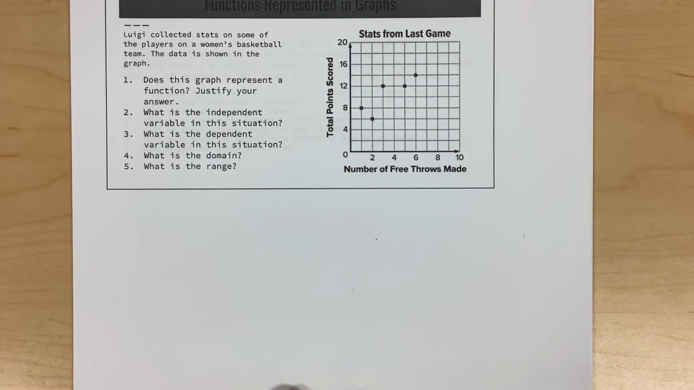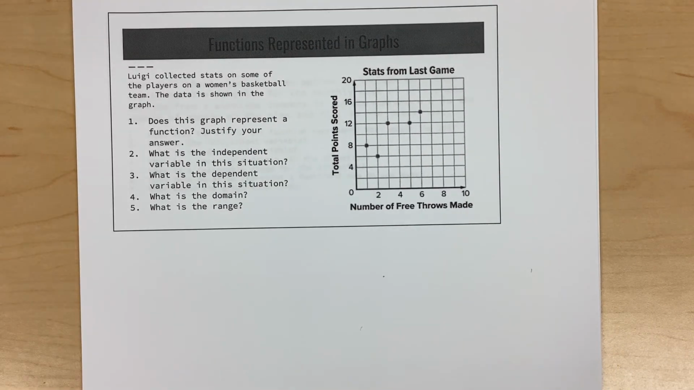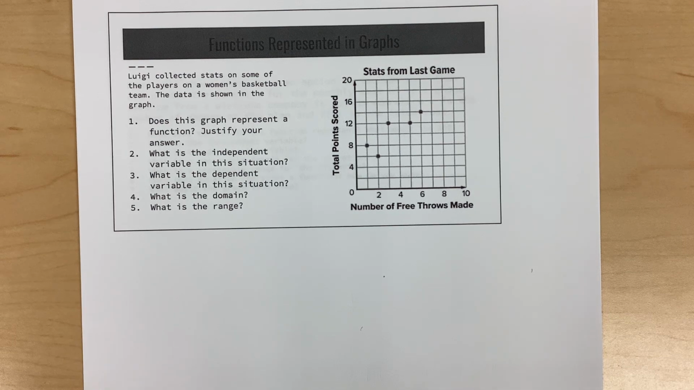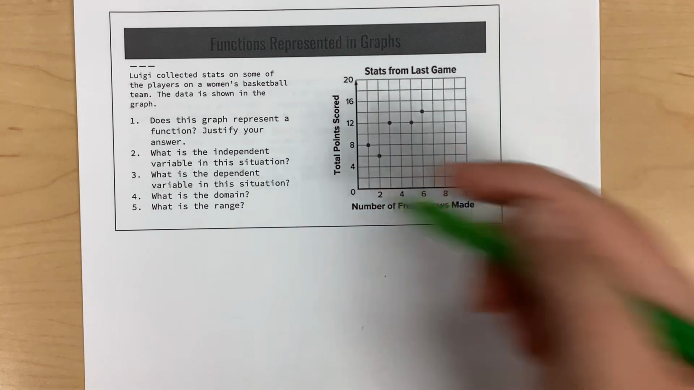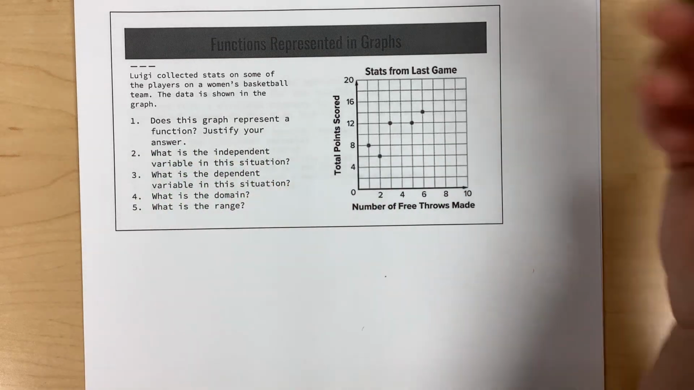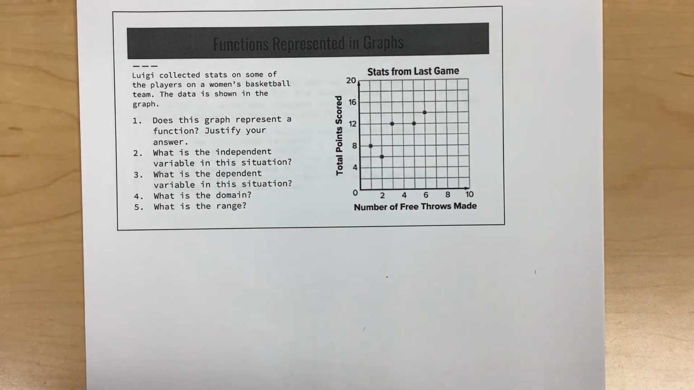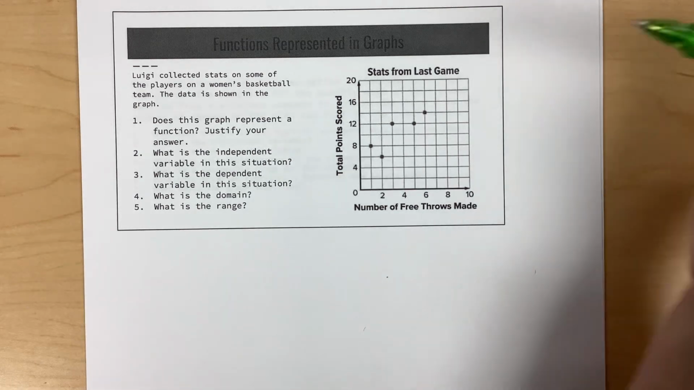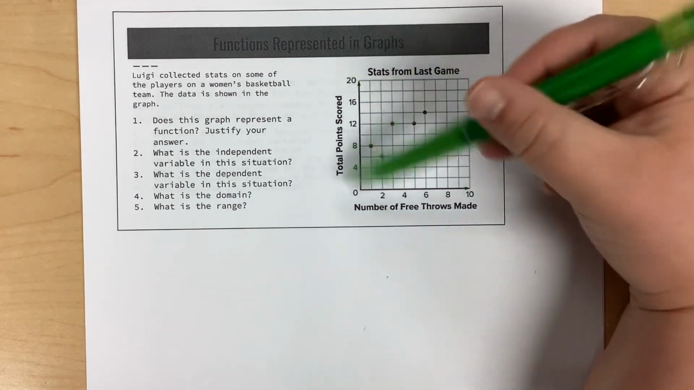Let's review the same thing, but with a graph. Now remember, a graph that has points that are not connected is called a discrete graph. All right, so we're gonna do the exact same thing we just did. Same 5 questions. Does this graph represent a function? Justify your answer. So remember, if each input has exactly one output, or if it passes the vertical line test, the graph represents a function.